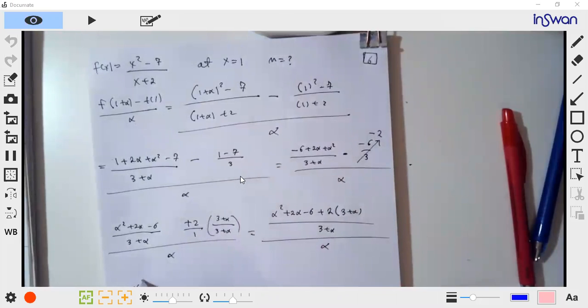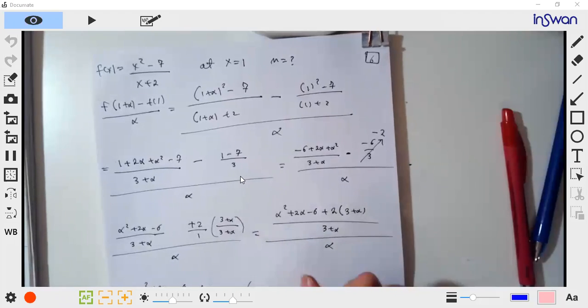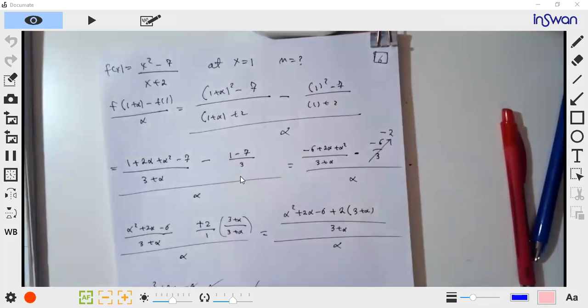Then we can allow this 2 to go through here and multiply by reciprocals. So we get alpha squared plus 2 alpha minus 6 plus 6 plus 2 alpha all over 3 plus alpha, times 1 over alpha, because we multiply by reciprocals. So this becomes, in the denominator, alpha times the quantity alpha plus 3. Up here, the 6's cancel.